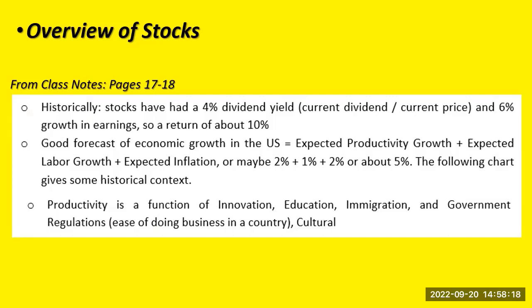Going forward, the current dividend yields are like 1.5%. In economic growth going forward, you'll see what you're going to use on papers 3 and 4, but expected productivity growth, maybe 2%.